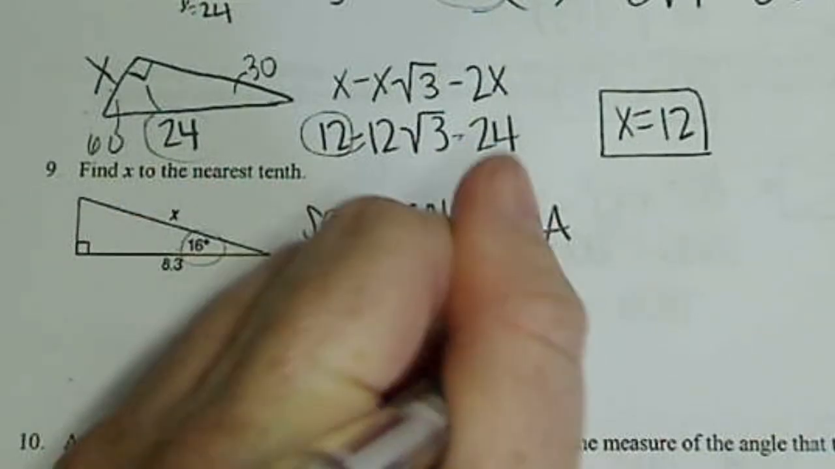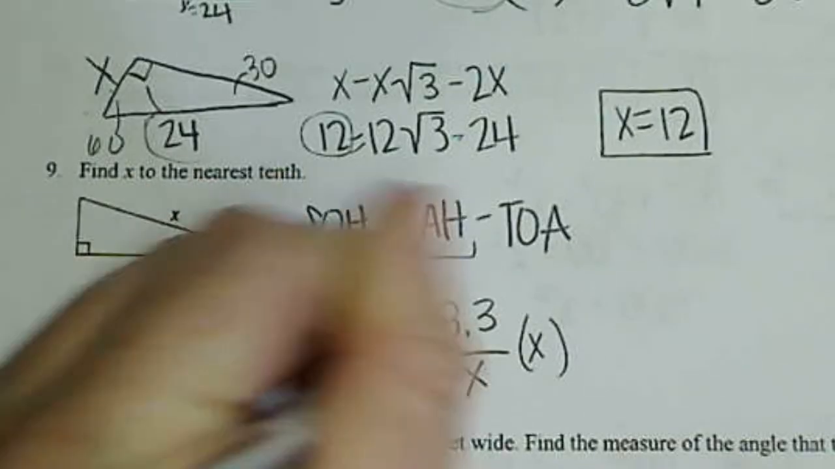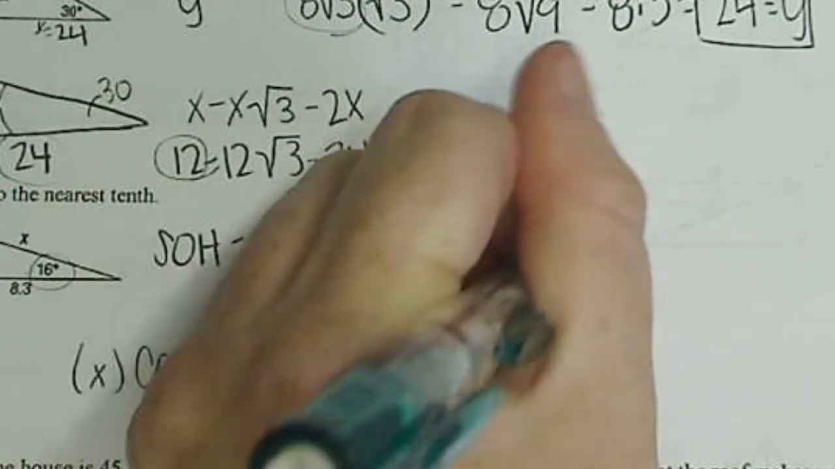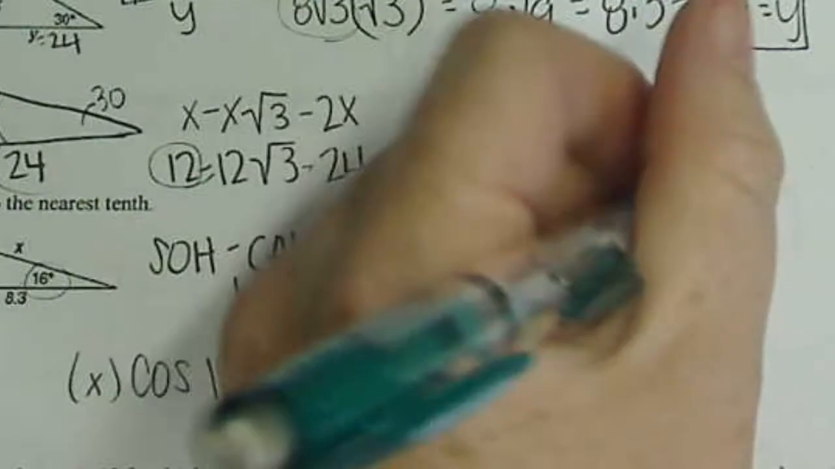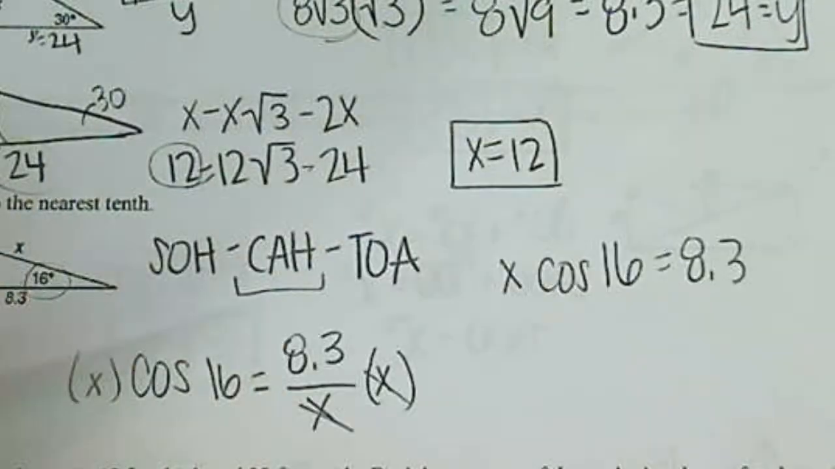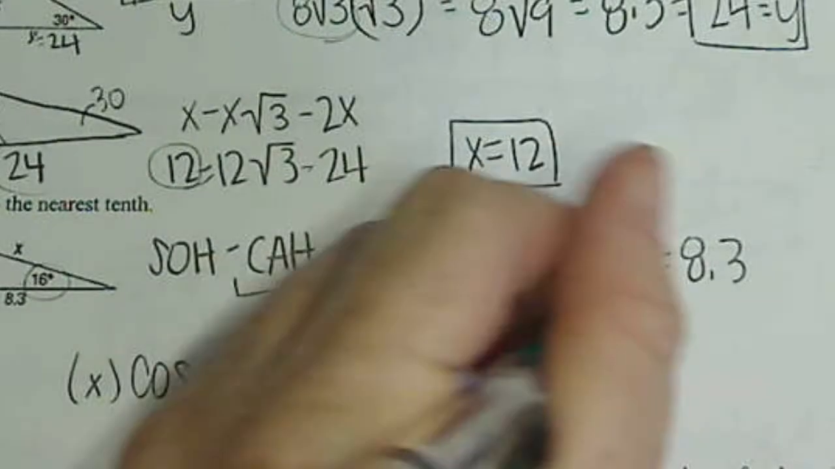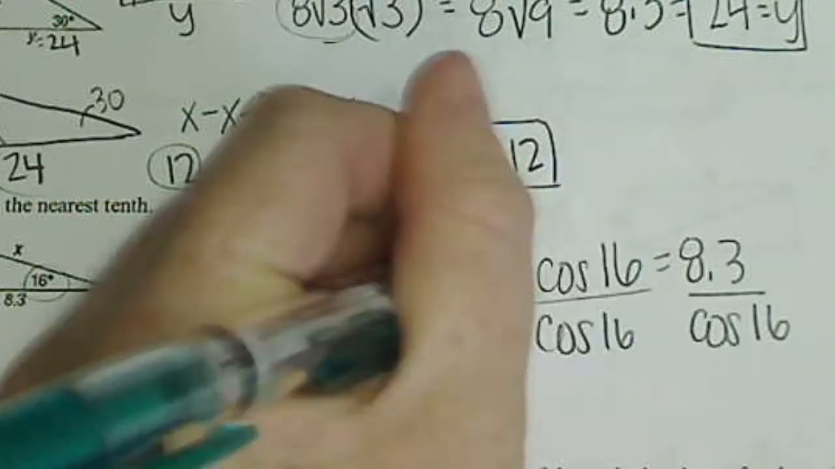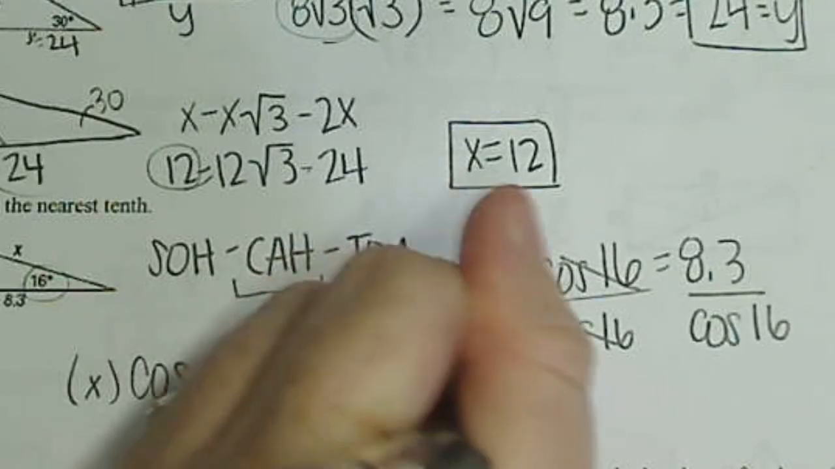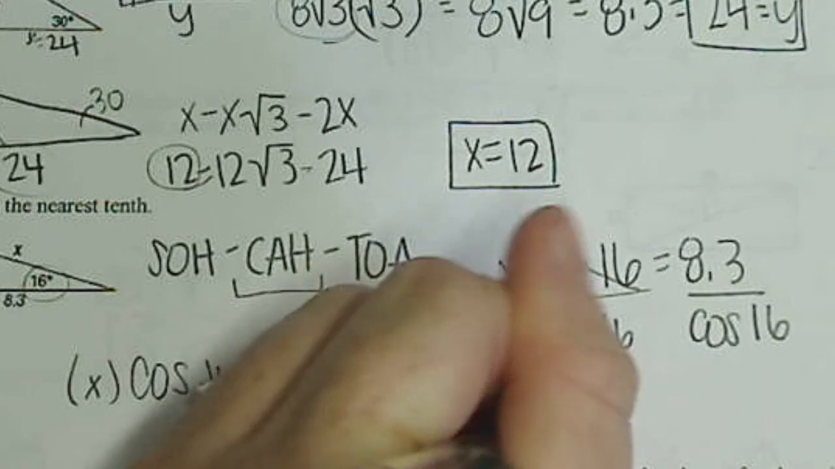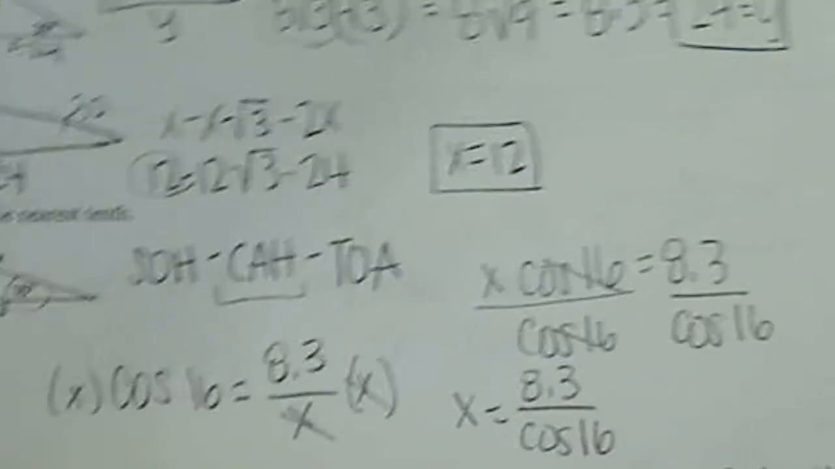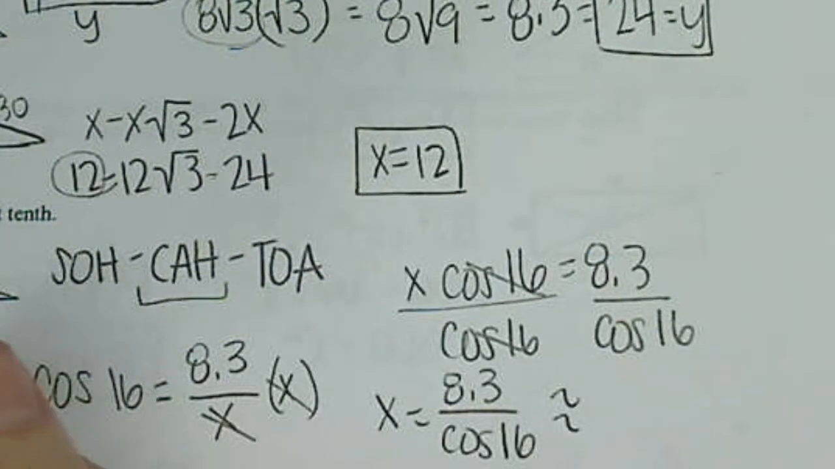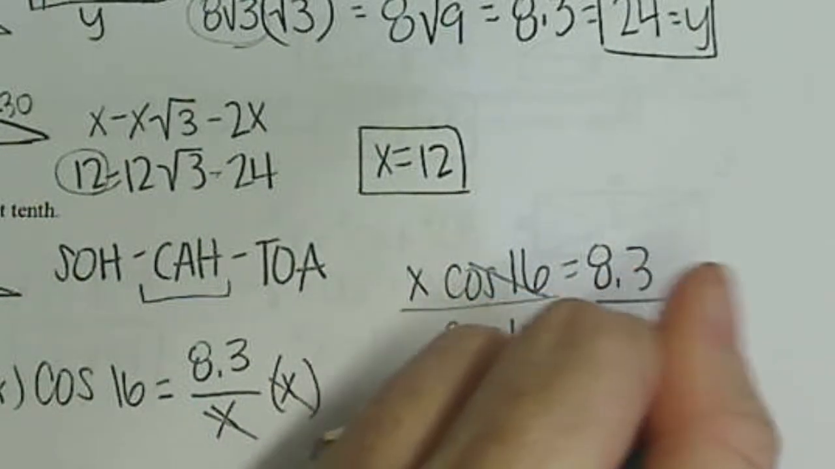So let's solve for x. Let's multiply both sides by x. And we get x times the cosine of 16 equals 8.3. Let's divide by the cosine of 16. And x equals 8.3 divided by the cosine of 16. Go ahead and put that in your calculator. And it says to round to the nearest tenth. So you will get about 8.6.